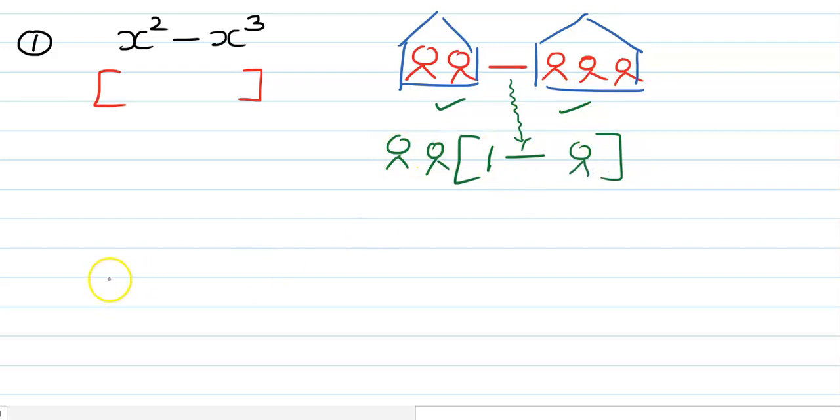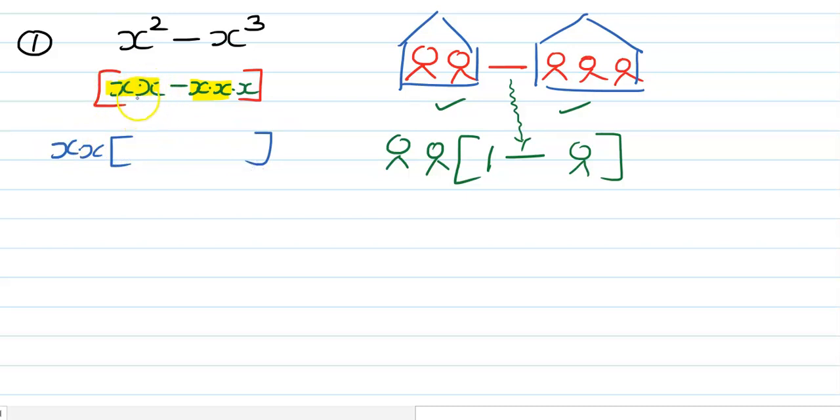So similarly here, x square is basically x times x. I'm putting a dot, and x cube means x dot x dot x. So how many x's can we take out? 2 from here and 2 from here. So these 2 x's from here and these 2 x's from here, we are going to put them out. So x and x is out.